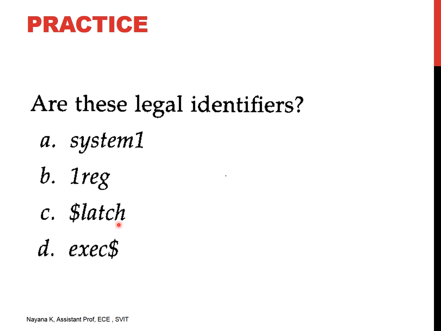Dollar latch. Is this a valid identifier? No. Why? Because this identifier begins with a special character dollar and the rule is it should begin with an alphabet or an underscore. EXEC dollar. Is this a valid identifier? Yes, it is a valid identifier because it follows all the rules of writing an identifier.